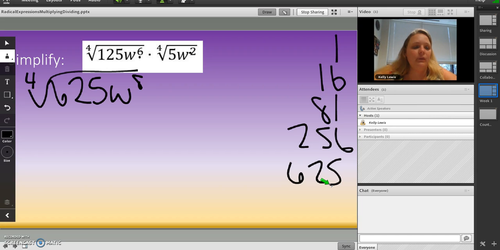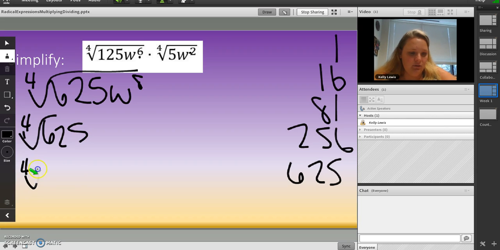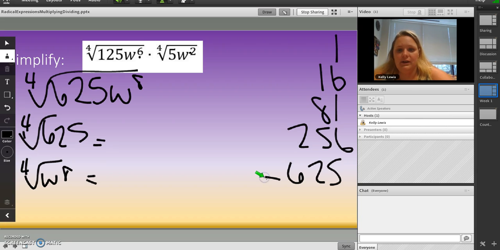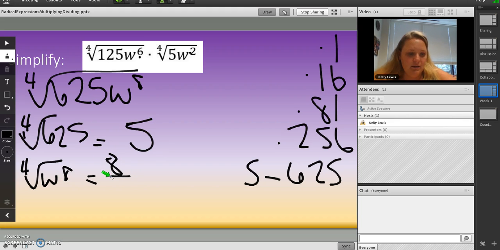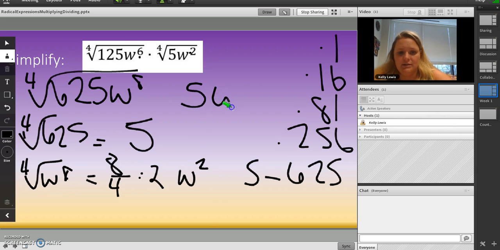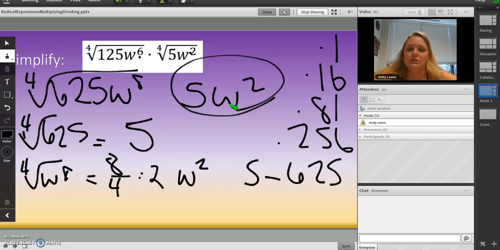All right, so I'm going to do the fourth root of 625, the fourth root of W to the 8th. The fourth root of 625 is 1, 2, 3, 4, 5. And then I'm going to do 8 divided by 4. I get 2, so it's really W squared. And both of those are outside, so it's 5W squared, our answer to simplify that craziness.